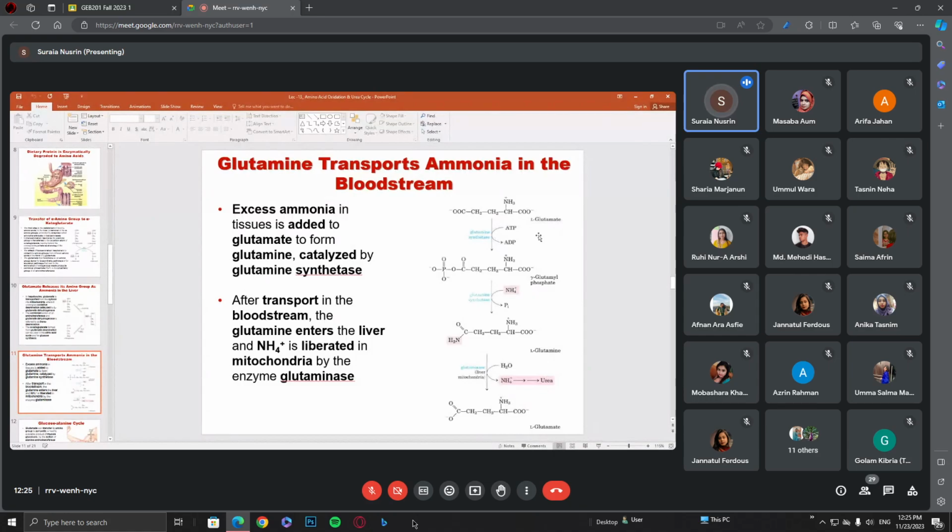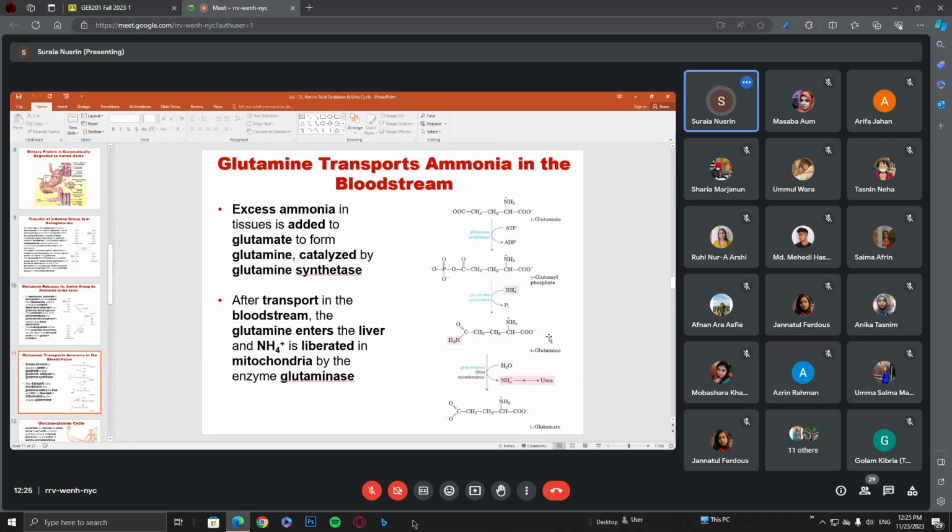So here is the reaction: glutamate, ATP is donating the phosphate group and becomes ADP by the enzyme glutamine synthetase. At first, it gives rise to glutamyl phosphate. Same reaction you learned before, glutamyl phosphate, and then comes the amino group, which replaces the phosphoryl group, and eventually it gives rise to glutamine. Okay, so we get glutamine.